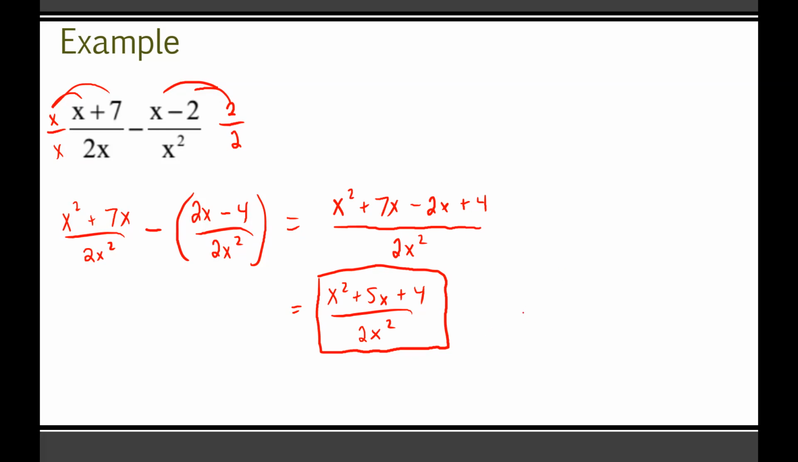So I'd consider this done, but we do need to list our NPVs. Our NPVs in this case are just going to be x cannot equal 0 and x cannot equal 0, so just one. X can't equal 0.